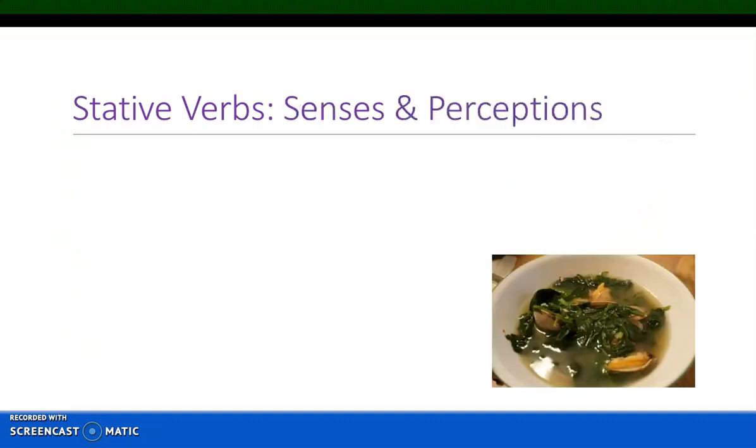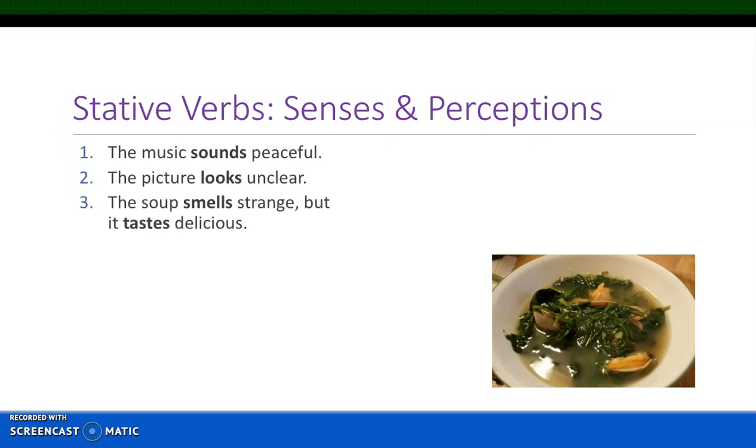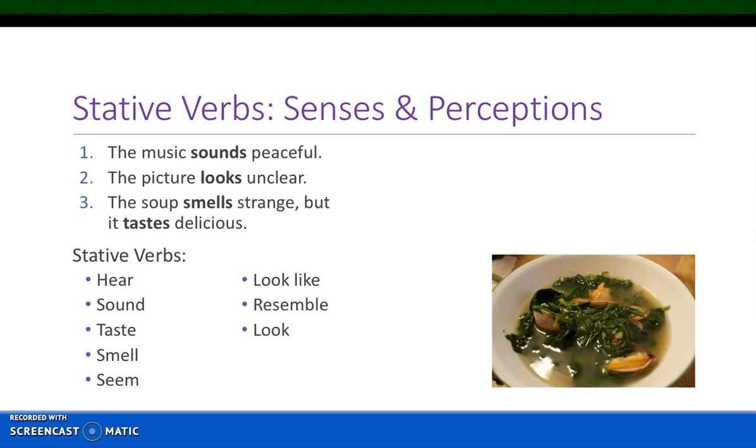Another category is senses and perceptions. The music sounds peaceful. The picture looks unclear. The soup smells strange, but it tastes delicious. Sounds, looks, smells, and tastes are all stative verbs, and they relate to senses and perceptions. Here are some more stative verbs in this category. Hear, sound, taste, smell. And seem, look like, resemble, look, and appear.